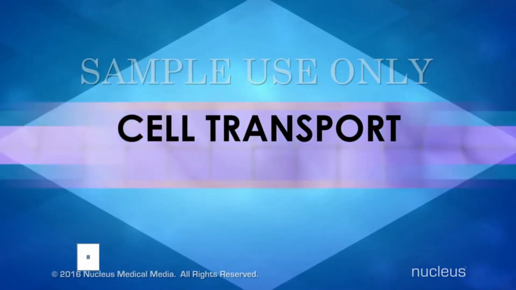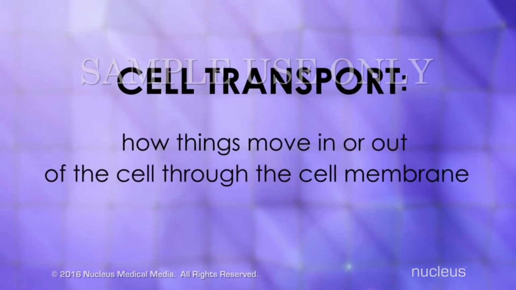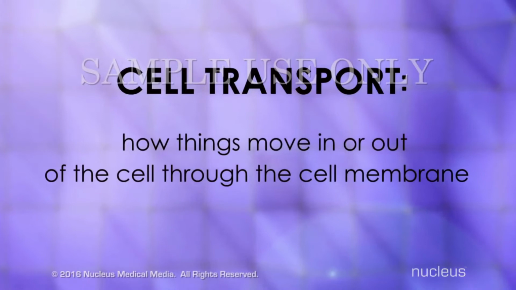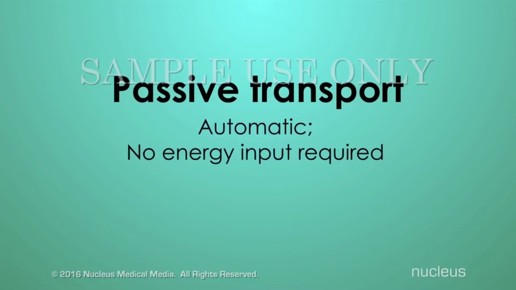Cell transport is the process of how things move in or out of the cell through the cell membrane. There are two broad categories of cell transport. The first category is passive transport. For a cell, passive transport means it's an automatic process that doesn't require any input of energy.